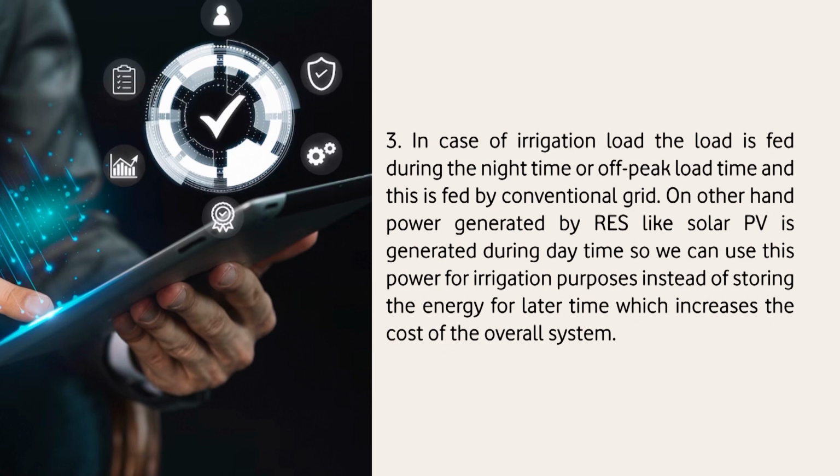Third, in the case of irrigation, the load is fed during the night time or off-peak load time, and this is fed by the conventional grid. On the other hand, power generated by renewable energy sources like solar PV is generated during daytime, so we can use this power for irrigation purposes instead of storing the energy for later time, which increases the cost of the overall system. Using solar water pumping for irrigation gives very high efficiency, approximately 80 to 90%, and the cost of solar water pumping is much less than the induction motor pumping type.